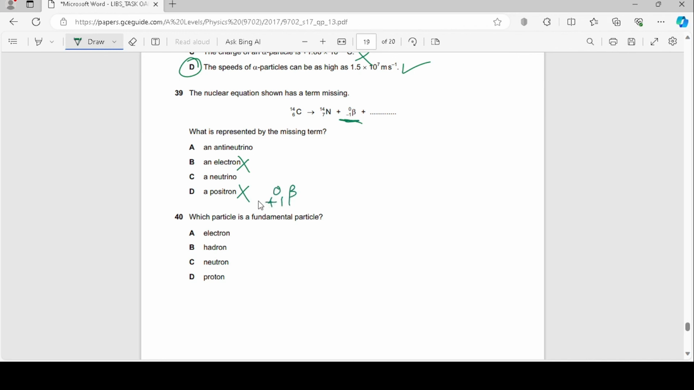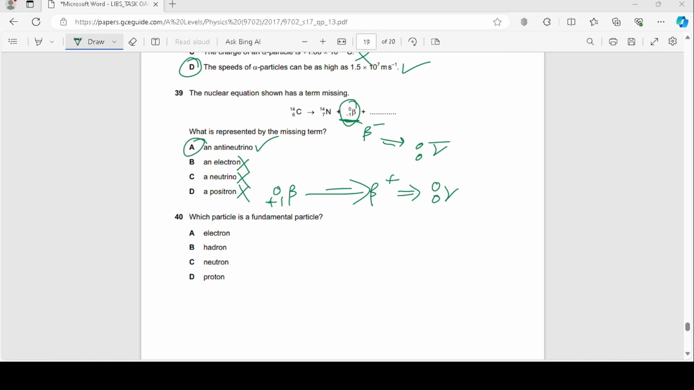beta plus decay. But then it's either an antineutrino or a neutrino, and we know that because this is 0 minus 1 beta, which means it's beta minus. So with beta minus decay, you actually get an electron antineutrino, right? You get an electron antineutrino with beta minus decay, whereas with beta plus decay, which would be this, you would get an electron neutrino. Okay, so because it's beta minus decay that's being shown, it's going to be an antineutrino. So A is going to be the correct answer.